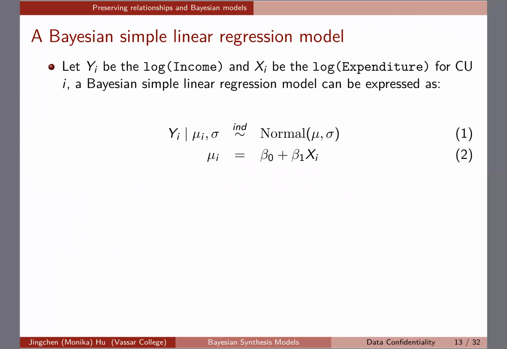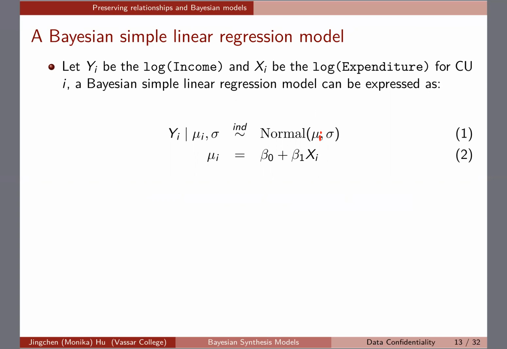If you're going to do simple linear regression, let's use yi to be the log income and xi to be the log expenditure. Here I'm writing it through mu i, which is the mean. Sorry, there's a typo here; there should be an i here. This is for a normal model, where you have an observation-specific mean, mu i, and that mu i is a linear function of xi, the log expenditure. That's the predictor that you're going to put in.